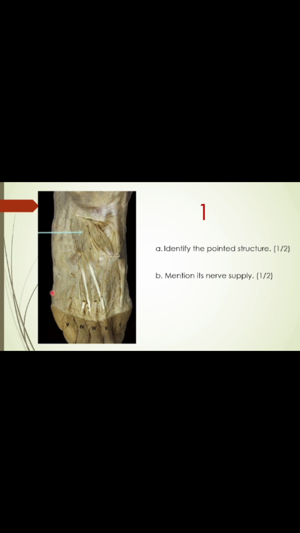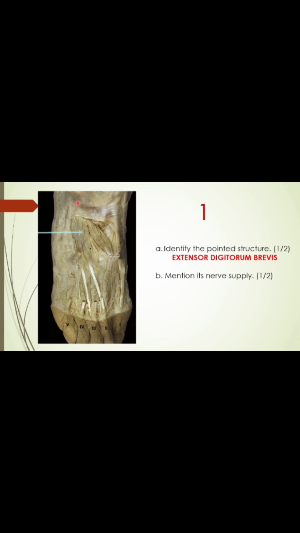You can see a muscle belly. The pointed structure is a muscle belly. So that is extensor digitorum brevis. That is the only muscle you get on the dorsum of the foot. So that is extensor digitorum brevis. This is arising from the anterior part of the dorsal surface of the calcaneum, and it divides into 4 tendons.